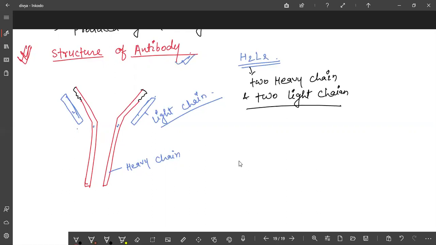Generally, you know that the nature of antibody is proteinaceous. So this is polypeptide. The structure of antibody contains 4 polypeptide chains. How many polypeptide chains are present here? Four. 2 heavy chains and 2 light chains. And this light chain and heavy chain are interlinked with the help of disulfide linkage.